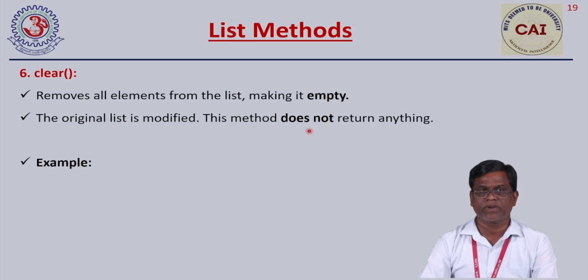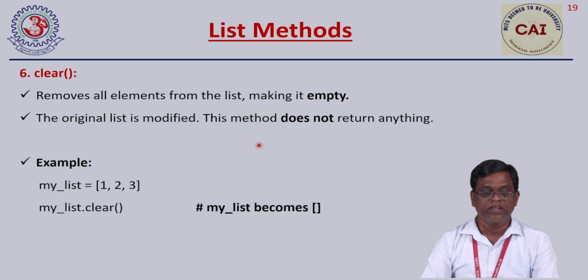But with the pop method, it returns the element after deleting a specific element from the list. And here is an example to understand this. I created my list with the values 1, 2, 3. I'm applying the clear method on my list: my_list.clear(). Now all the values in this list, that is 1, 2, 3, will be removed and it will result in an empty list.